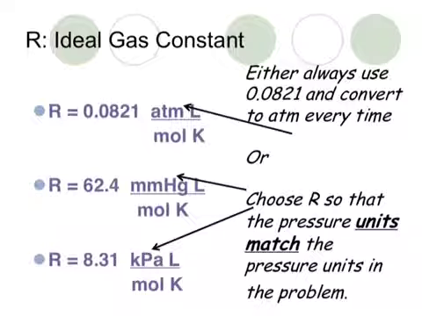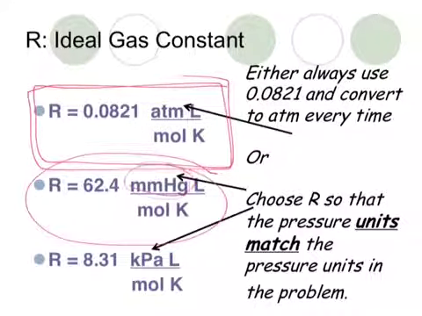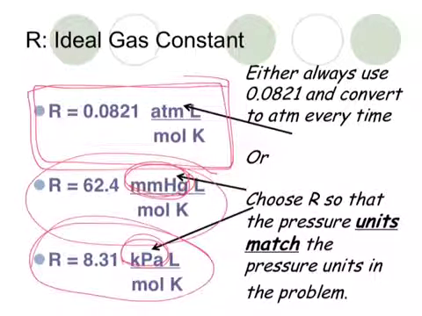So here's the real story. This is the one that I just know by heart, because I know all of those values by heart that we just plugged into those parentheses. If you wanted to go a step further and be an overachiever, you could also learn that R could be 62.4 if we were using millimeters of mercury and 8.31 if we were using kPa.